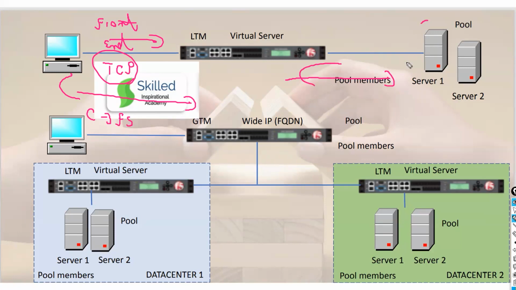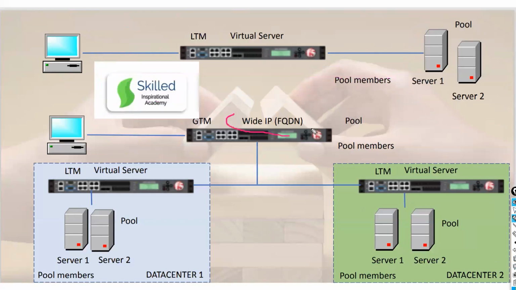See, this combination is called pool, and these are pool nodes. So F5 has components of virtual server, pool members, and pool. And can you see this GTM? In GTM, we have the wide IP concept, where we have multiple data centers. The same application is across US and UK. So F5 has segregated the traffic between front end and back end.